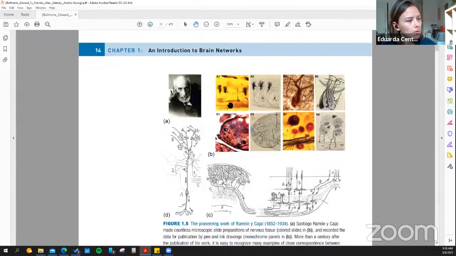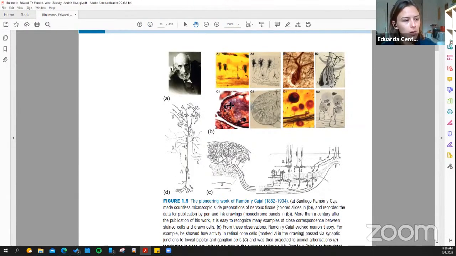Yes, so they really go, of course, into Ramon y Cajal, and how he basically started this whole idea of mapping neurons and trying to understand the circuitry in the brain at the micro scale.